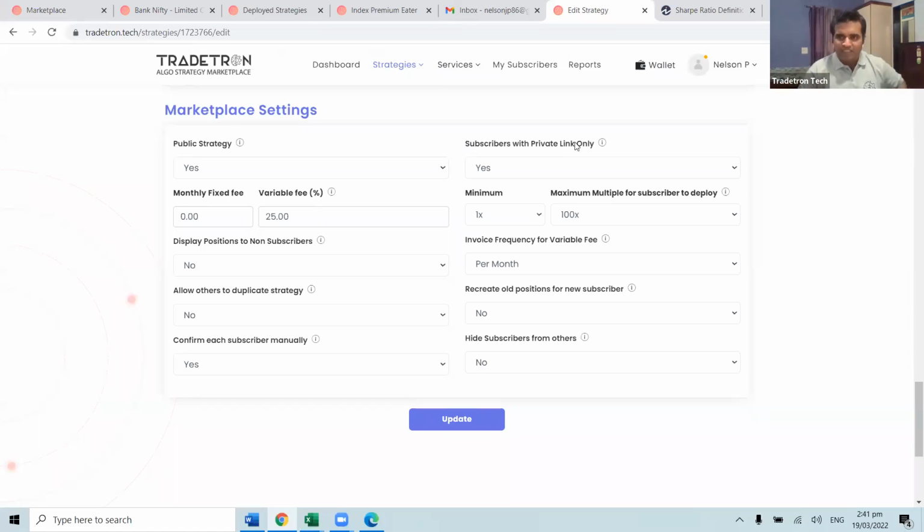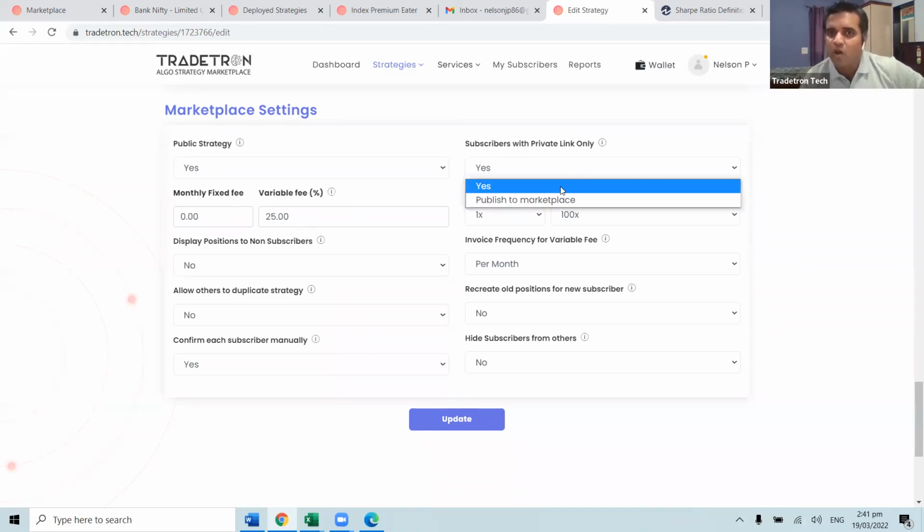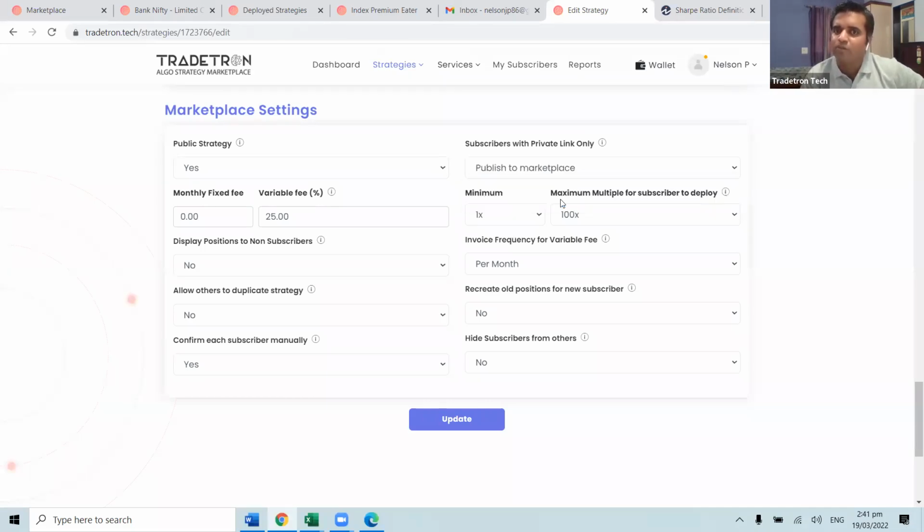Like initially we were discussing when we started off, that if you want to share your strategy only with your family and friends and don't want to publish it on the Tradetron marketplace, then you have to select these two options. You have to select public strategy as yes, and you have to select this as yes: the subscribers with private link only should be yes. Or if you want to publish it on the marketplace, then you have to select this portion, that is publish to marketplace. I hope this is clear.